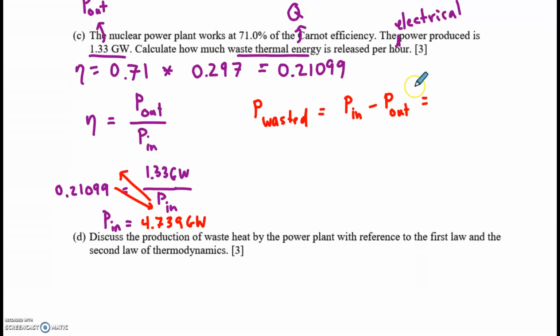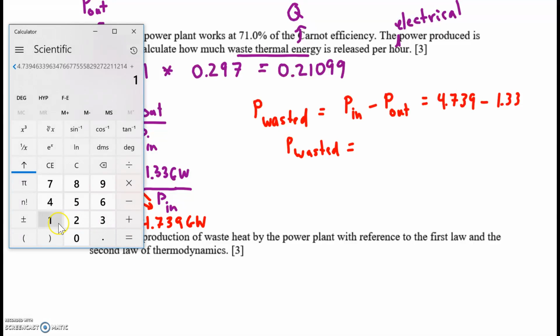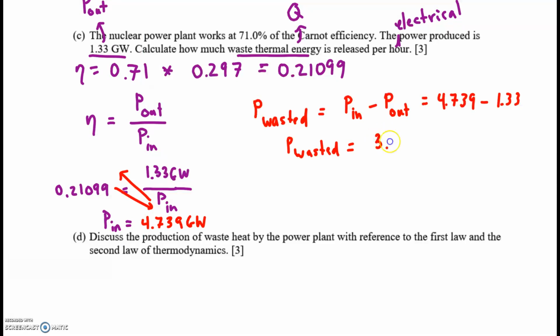Subtract the output, and what do we have? Well, we start with an input of 4.739 gigawatts, subtract 1.33, and the rate at which we waste power is, I'm doing all these backwards because my sign is off, 3.409 gigawatts. Okay. So now we know the power.